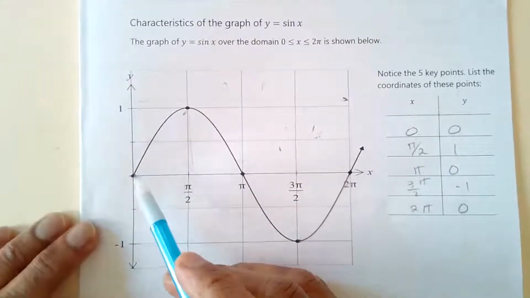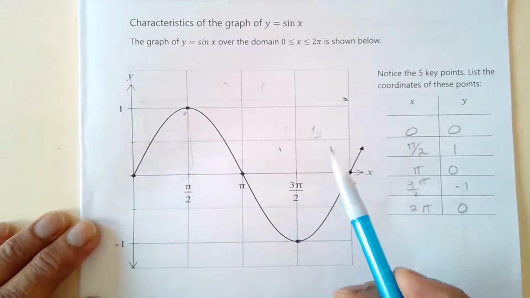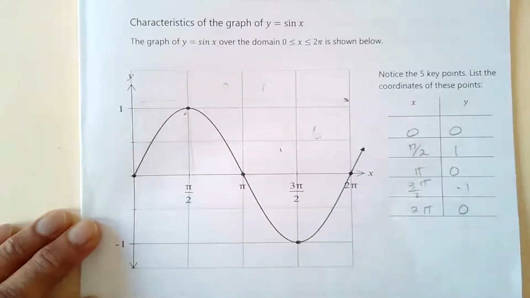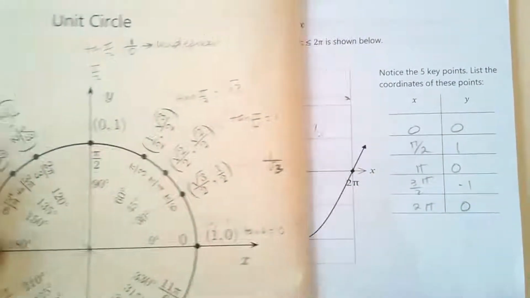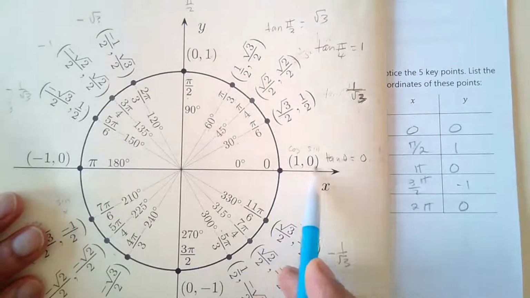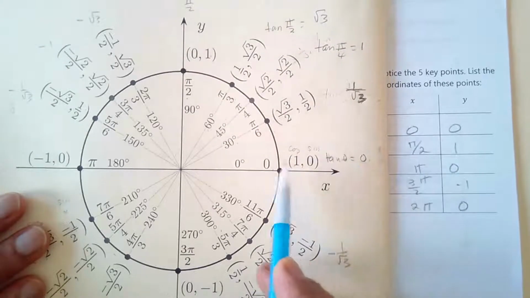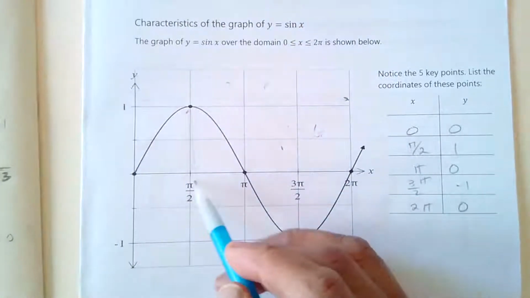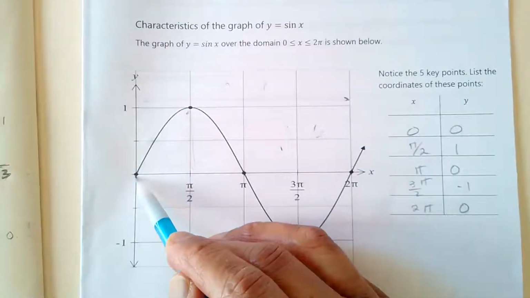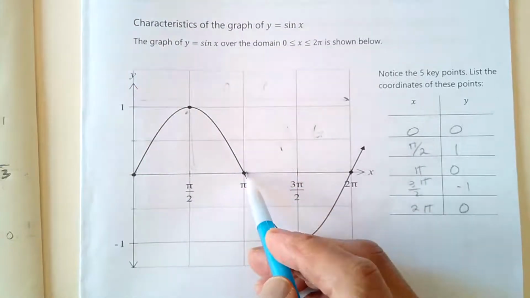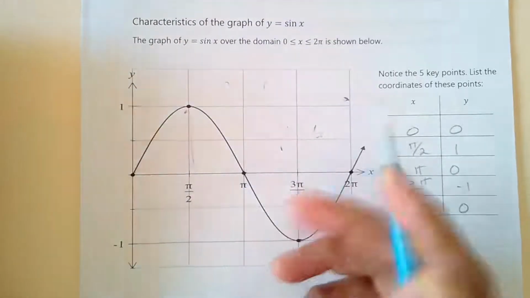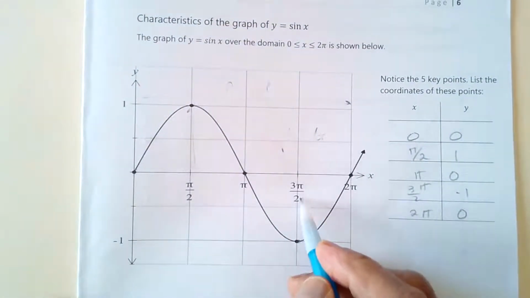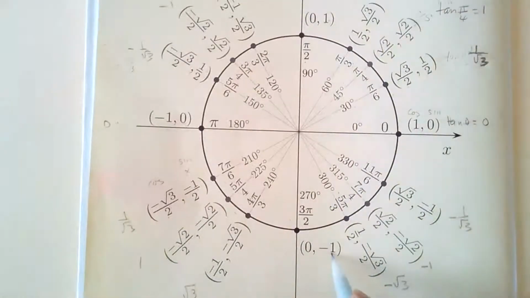This is a characteristic of a sine function. It's all derived from your unit circle. So sine of 0 is 0. Sine of 90 degrees, or pi over 2, is 1. Sine of 180 degrees, or pi, is 0. Okay, 3 over 2 pi, what is sine? Sine is -1.